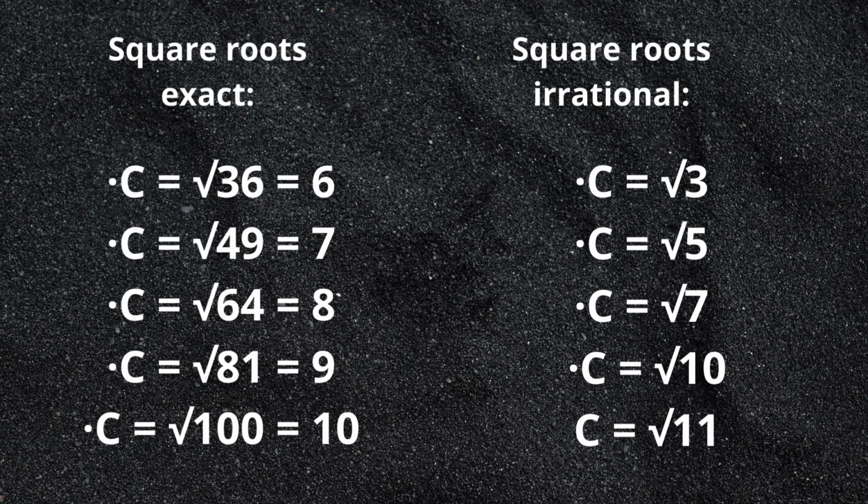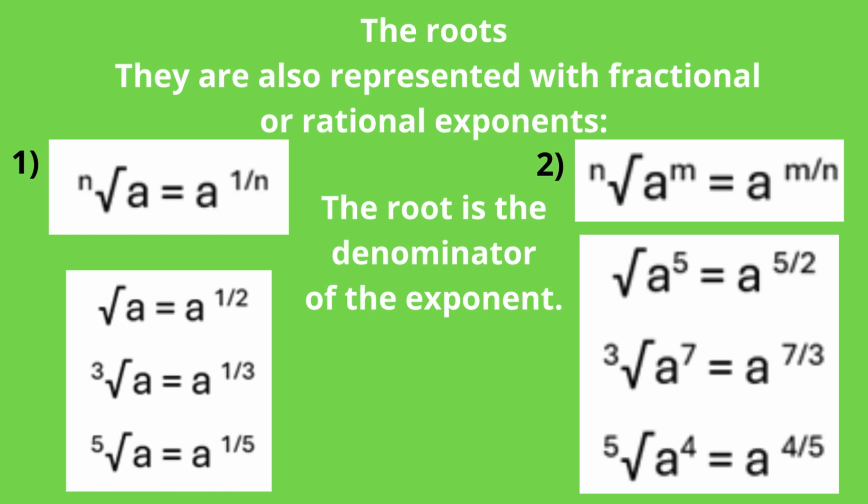Below are 5 examples of exact square roots and 5 examples of irrational square roots, whose value is approximately determined by certain mathematical methods. Roots are also represented with fractional or rational exponents. The root is the denominator of the exponent. In example 1, we have the nth root of a. It is equal to a raised to the exponent 1 over n. In example 2, we have the nth root of a raised to the power m, resulting in a raised to the exponent m over n.